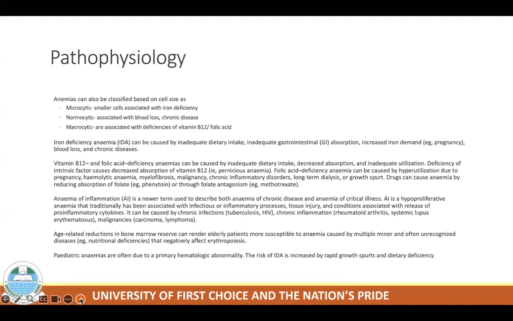There are age-related reductions in bone marrow reserve that can render elderly patients more susceptible to anemia, right? But most of them are often unrecognized diseases like nutritional deficiencies. And for children, that's pediatric anemias, often due to primary hematological abnormality. The risk of iron deficiency anemia is increased by rapid growth spurts and dietary deficiency. That's why for most children, because of the rapid growth from birth up until their teenage years, it's usually advised to supplement where there is no contraindication.